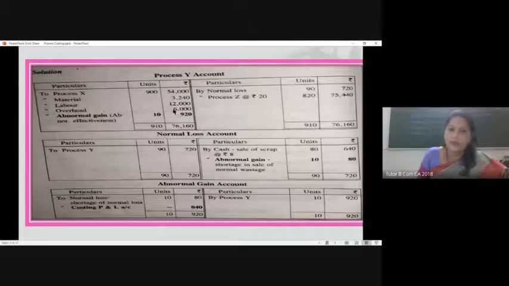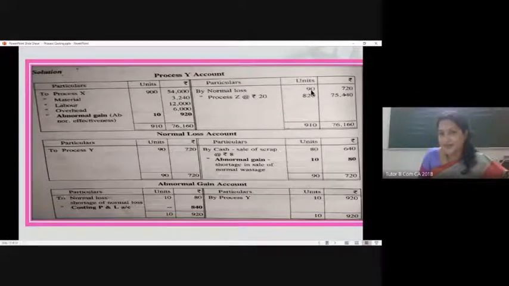Now we know that the material cost is already given in the question. The labor cost is given and overhead is given as 50% of labor cost, which is 6,000. That part is clear for us. Now, how do we account for normal loss, which we have already learned in our previous classes, right? Now, how many units? It's said in the question that the normal loss is 10% of total units. So 900 into 10%, which will give us 90.